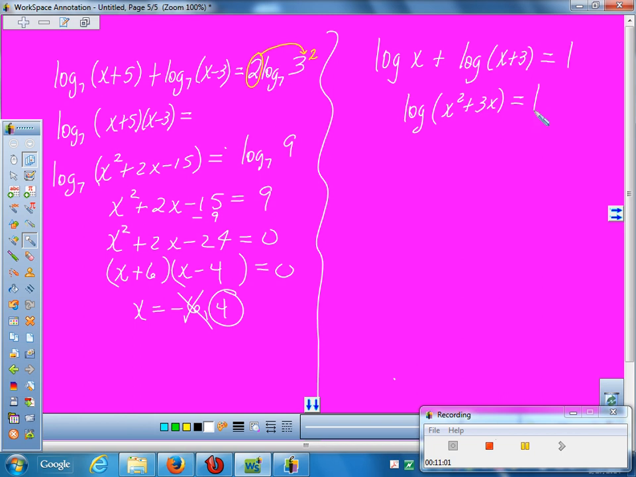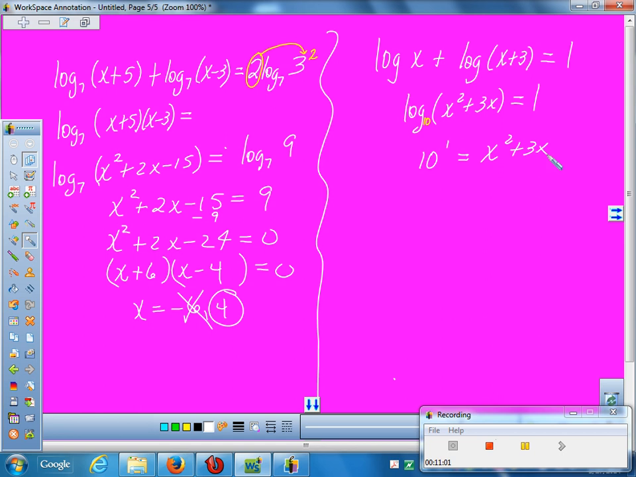Oh, so you got exponential form. Yes, you change it to exponential form. But how do I change it to exponential form? There isn't a base. Bingo. If there is no base, it is naturally a 10. So think of that as being a 10 there. So what do you have? 10 to the first is x squared plus 3x. I changed it to exponential form.